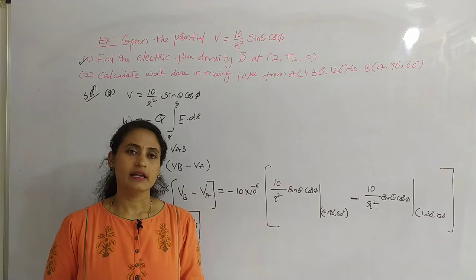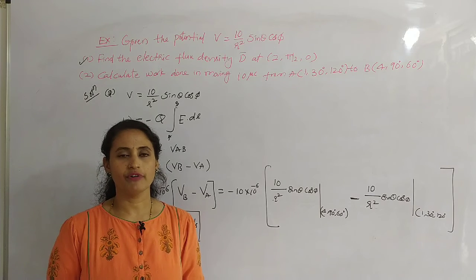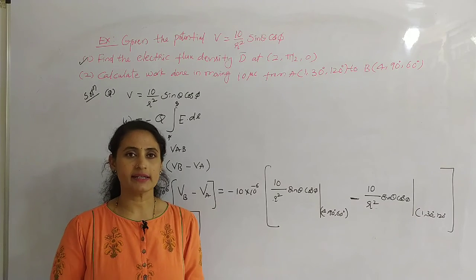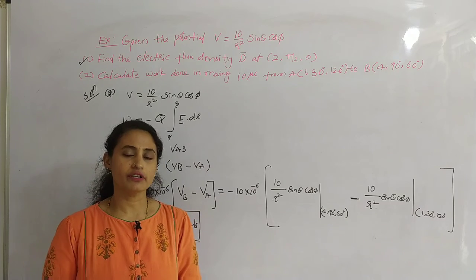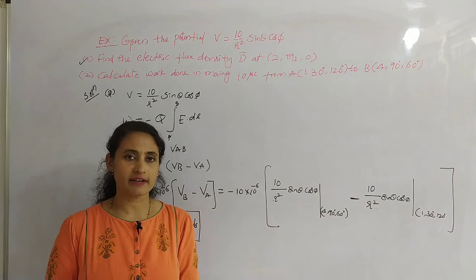In the next class, we will start Unit 2, that is Electrostatics 2, where we are going to study what the electric field is in material space. So before going to material space, we will study what the different types of materials available are.